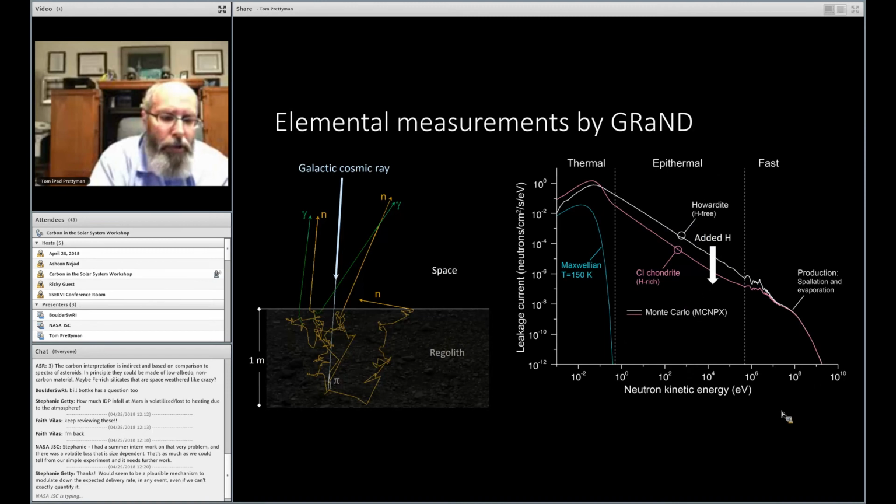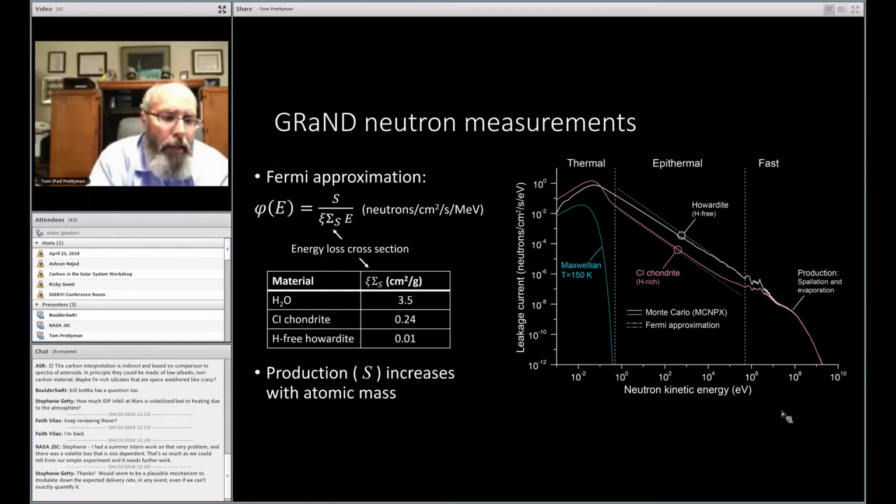And on the right, you're looking at the neutron leakage spectrum. So you've got neutrons as a function of kinetic energy. And neutrons are made by these spallation reactions. They slow down by successive collisions in the regolith until they get to thermal energies. The spectrum that you get in the epithermal range for neutrons that are slowing down from production to thermalization is approximated nicely by the Fermi approximation.